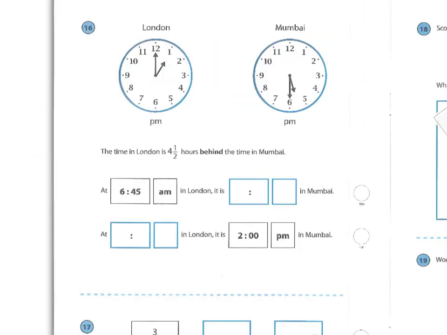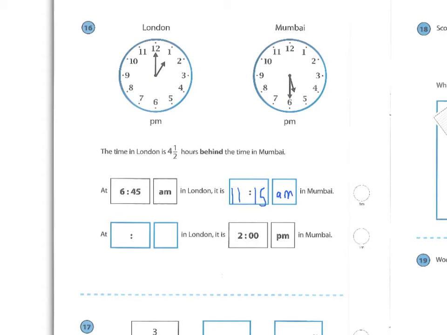These two clocks show the time in London and Mumbai. The time in London is 4.5 hours behind the time in Mumbai. Or vice versa, the time in Mumbai is 4.5 hours ahead of the time in London. So the first question. At 6:45 AM in London, it is blank in Mumbai. So we know Mumbai is 4.5 hours ahead. So if we add 4 hours onto the 6:45, that will take us up to 10:45. And if we add on the extra half an hour, that will take us to 11:15 AM.